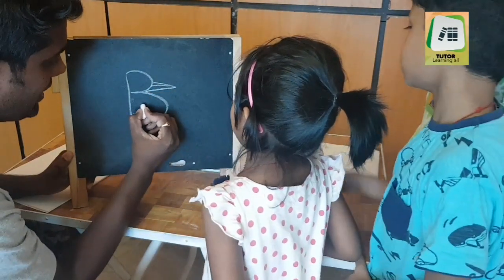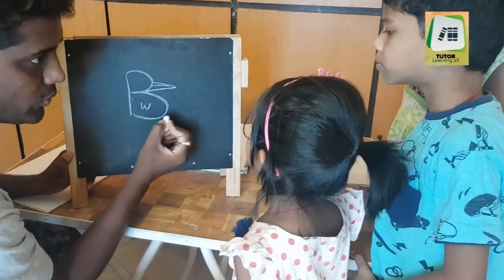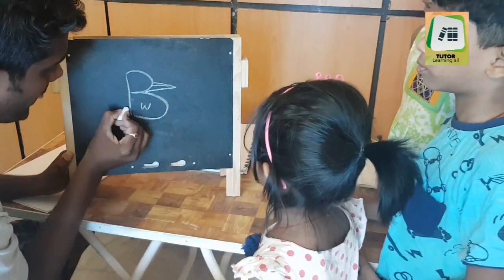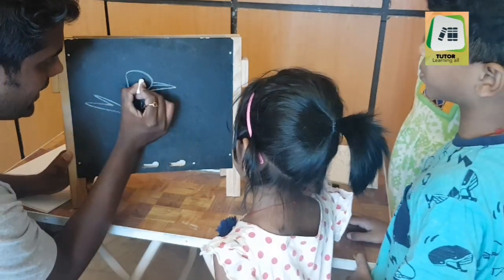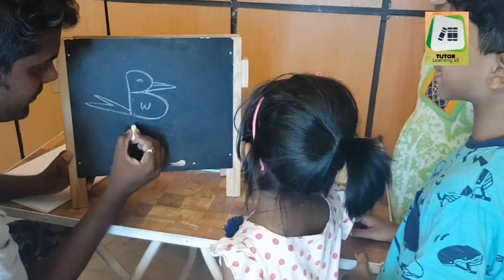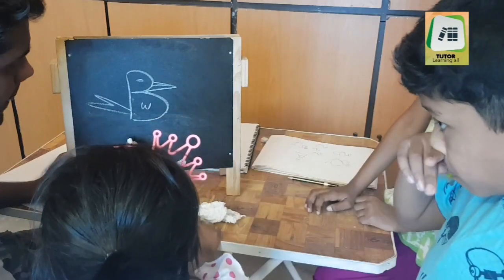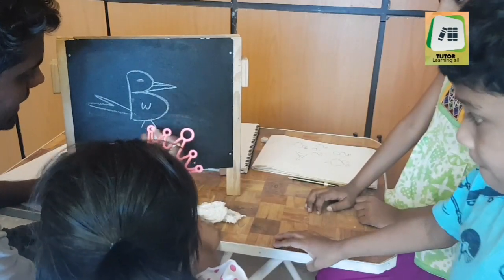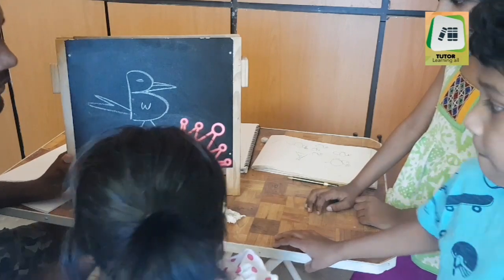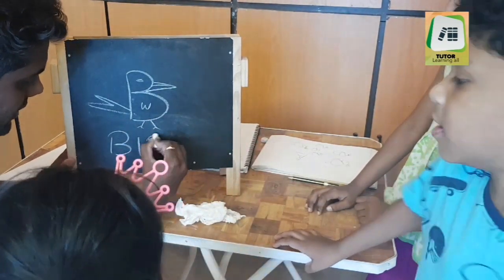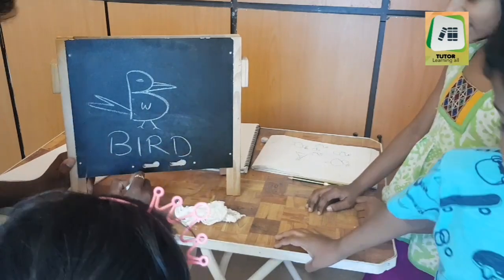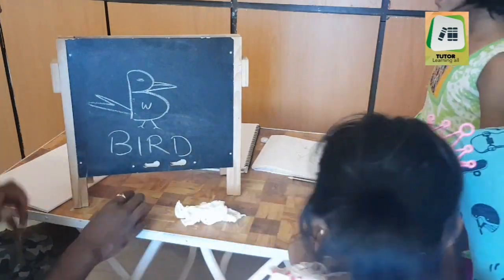And then we will draw a small W that will become a wing. And then we will draw a tail for that, and then two legs. Okay, that's it. What is this? Bird. B-I-R-D. Bird. Let's draw this.